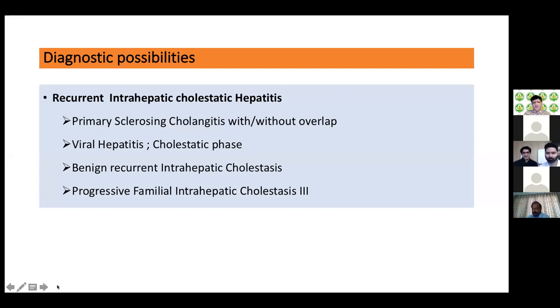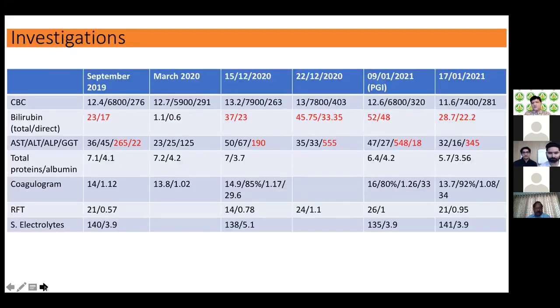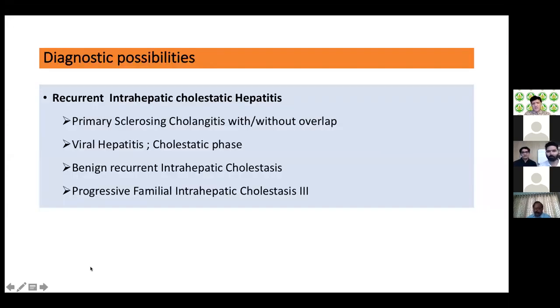Absolutely. I think I agree. So can we move further? So the question to you would be, I think Akash, maybe you can chip in now. How will you investigate? He has a possibility of PSC. It could be recurrent viral hepatitis, which is happening. BRIC is also a possibility.